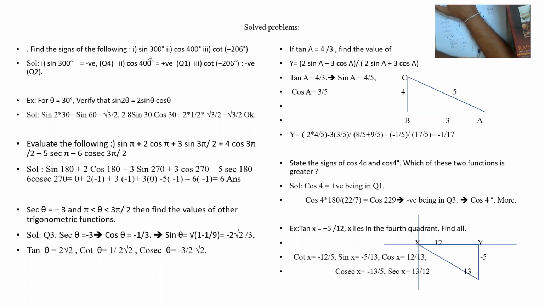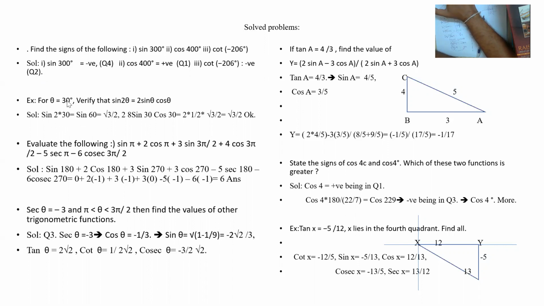So what is sine 300? Sine 300 means sine of minus 60. It is negative. We only have to find signs. So it is negative. Cos 400 is cos of 360 plus 40, so it's in the first quadrant, positive. Similarly, cot of minus 206. Cot of minus 206 is coming in the second quadrant, so that is negative. It is not in the third quadrant, because if it is plus 206, it is in the third quadrant. Minus 206 comes into the second quadrant, so it is negative.